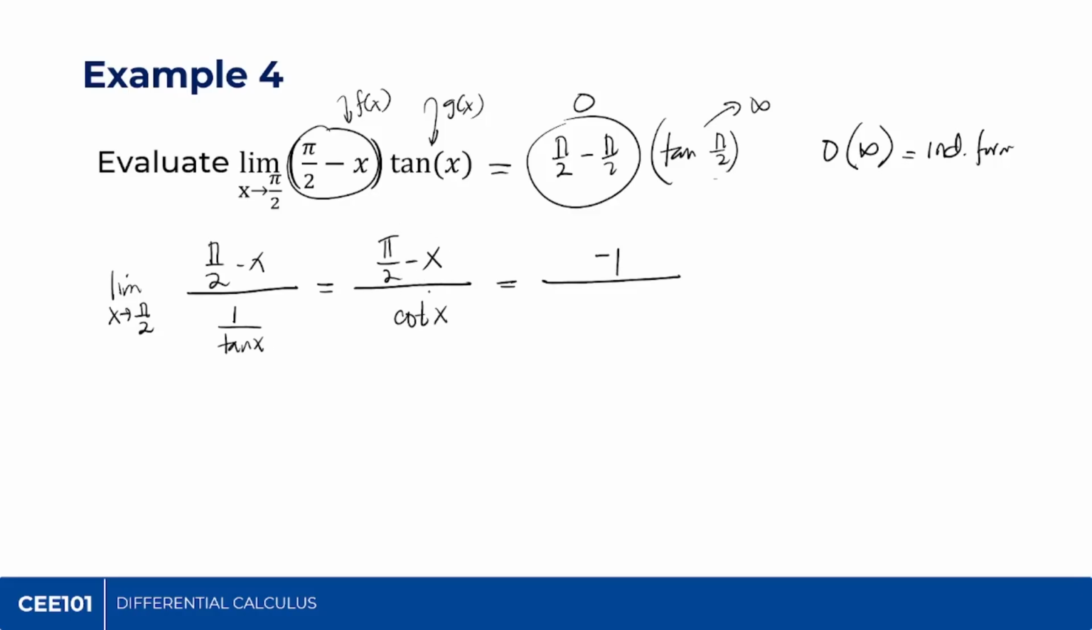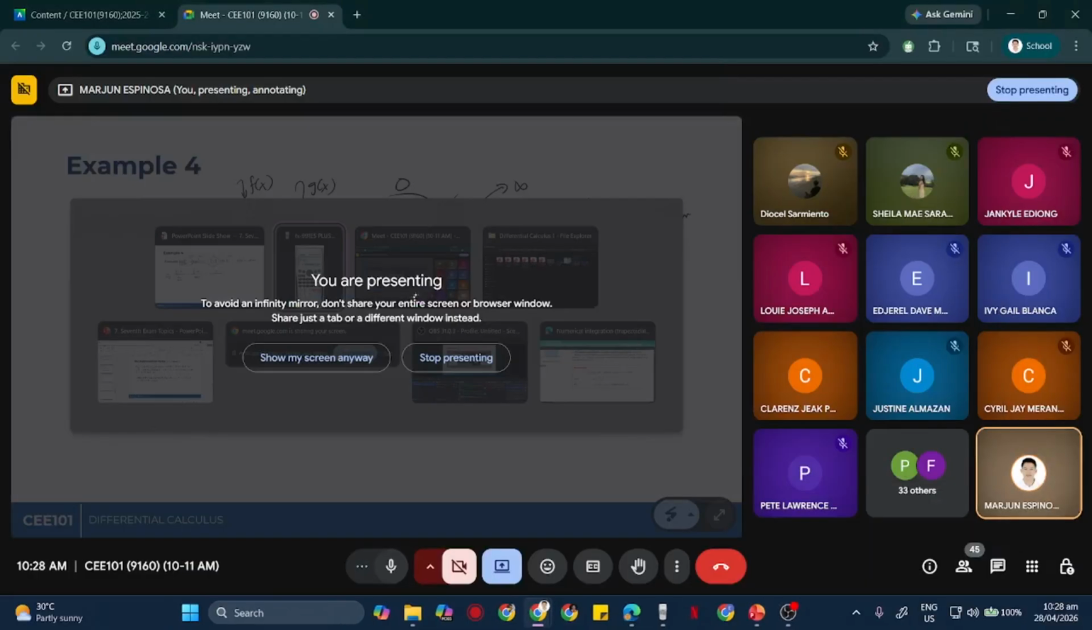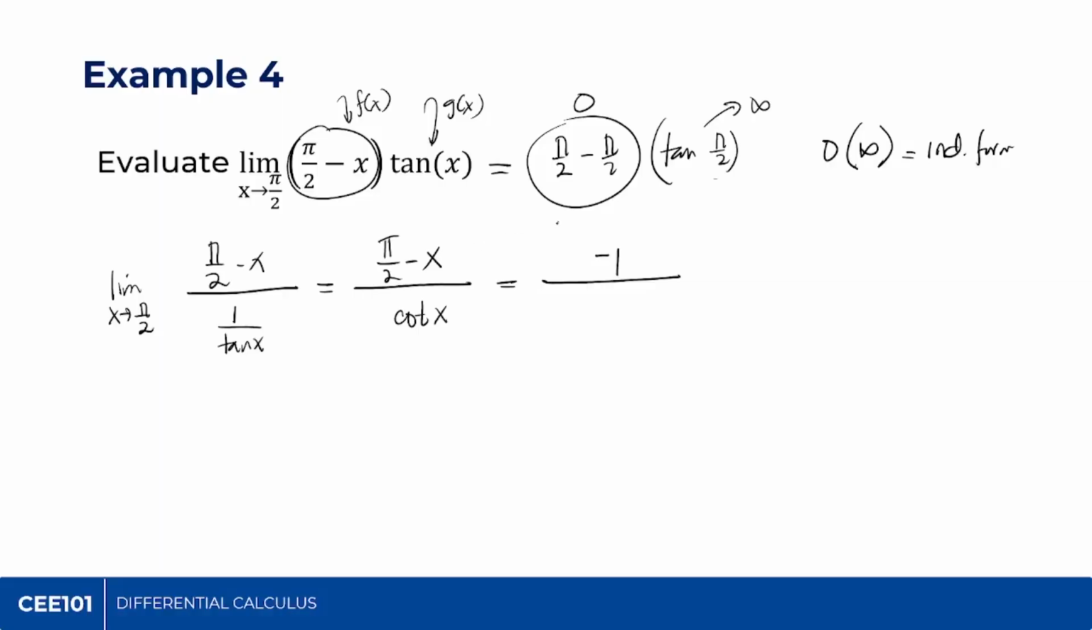Hello? Are you still there, guys? Tama, sir. Okay. Kasi yung pi over 2, that is a constant. Tama ba? This is a constant. And then, yung x is a variable. So, derivative ng negative x is negative 1.